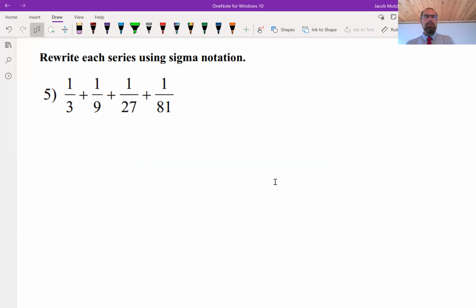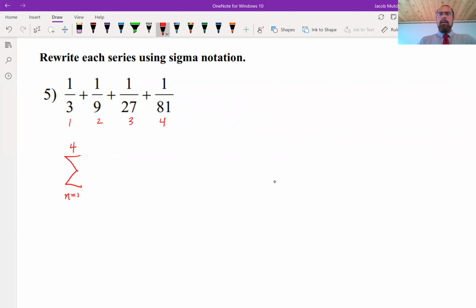So here I've got the series 1/3 plus 1/9 plus 1 over 27 plus 1 over 81. Again, I want to rewrite the series using sigma notation. So again, what I need to do first is just count how many terms I have. So 1, 2, 3, 4. So I'll set up the sigma notation from n equals 1 to 4.